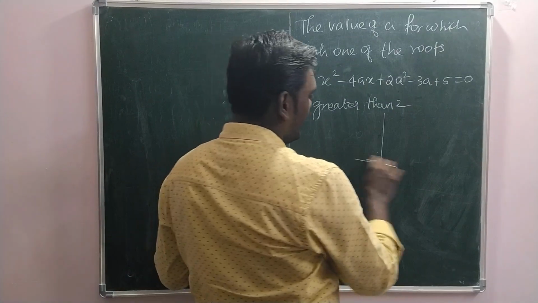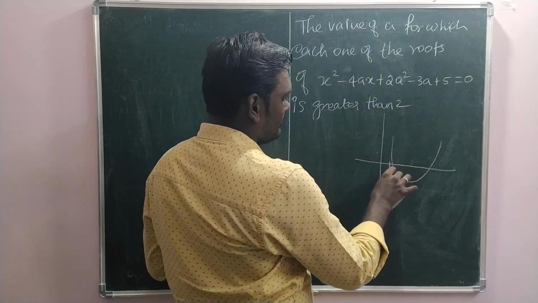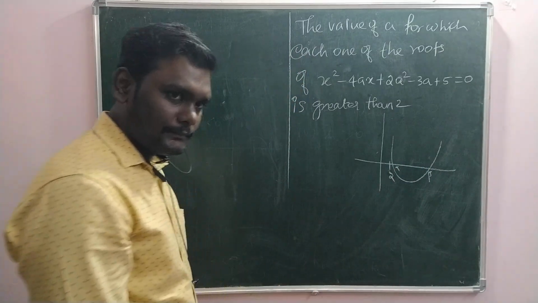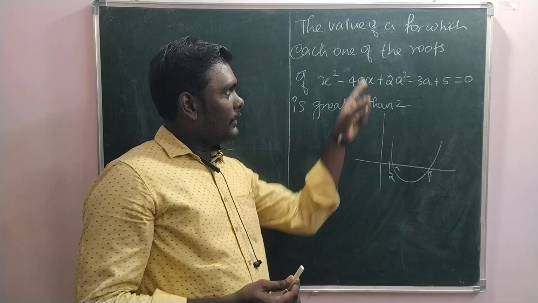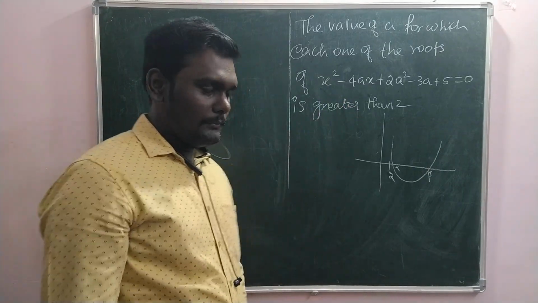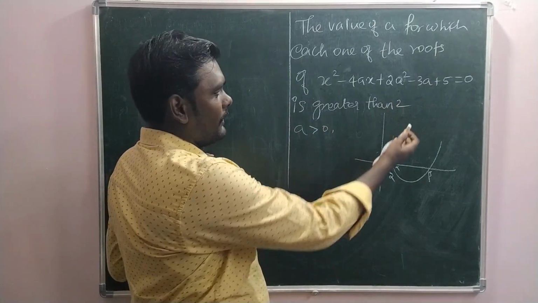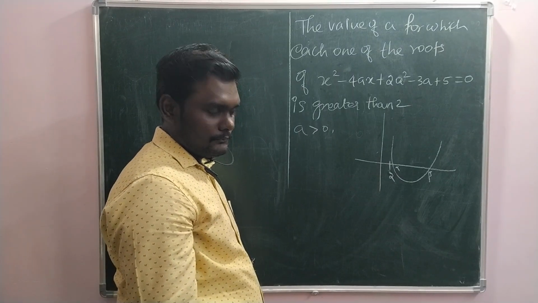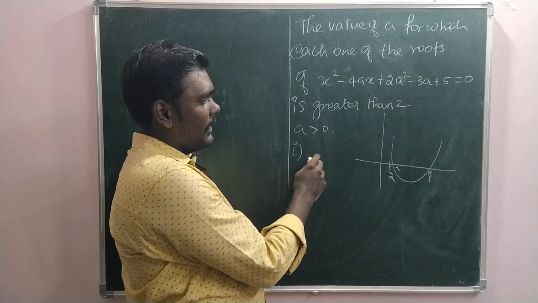So the case you are looking for is: here k is there, here alpha, beta, and that k is nothing but 2. See, look at the graph. A is what? So here a is greater than 0. We know both roots are greater than 2. So they may converge. Then first we will list out the conditions and then we will apply. So a is greater than 0.